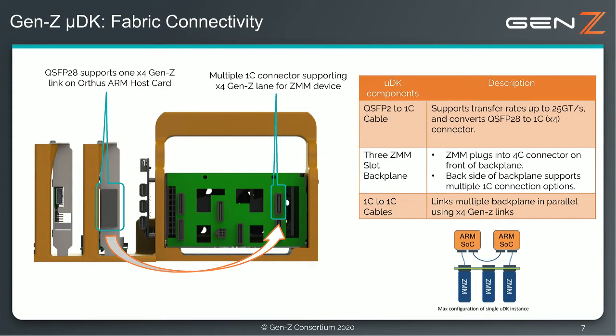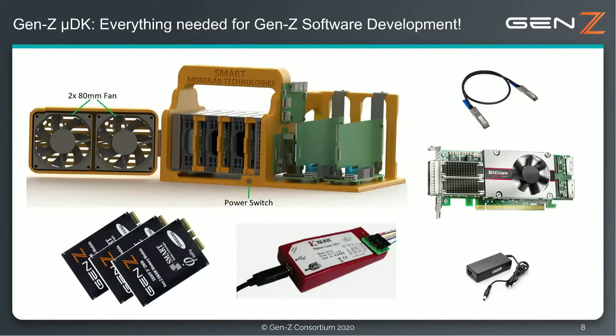The 1C to 1C cable mentioned in the table is not used in the configuration shown. It is also possible to create an even more complex fabric topology by connecting two UDK backplanes together, each having their own Orthos ARM cards and ZMMs. The UDK is a complete standalone benchtop software development platform that can be customized from 1 to 2 Orthos ARM cards and from 1 to 3 ZMMs. And as mentioned previously, multiple UDKs may even be connected together.